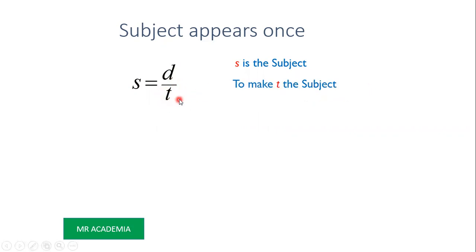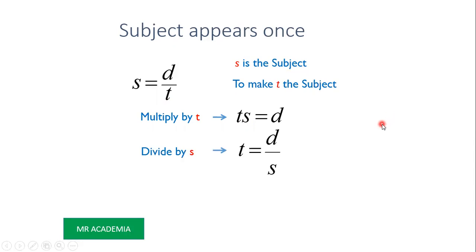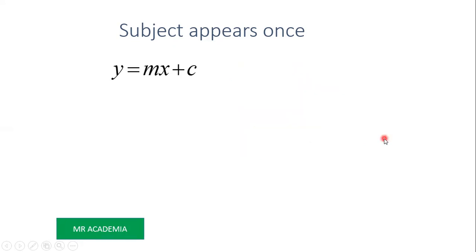It means that we are going to leave t on its own side of the equation, meaning that it should be alone on that side. So we shall first multiply both sides by t, and this gives us t times s, which is ts equals d. And finally, to remain with t alone, we shall divide by s, such that we have t equals d divided by s. So in this case, we say that we have made t the subject of the formula because t appears on the left-hand side of the equation alone, and it is only t that appears on that side.